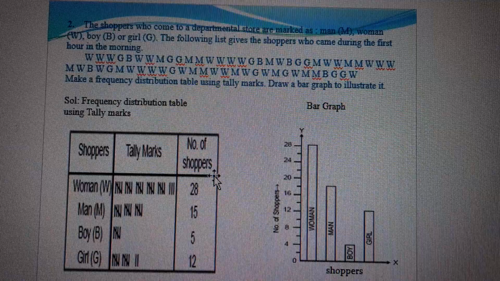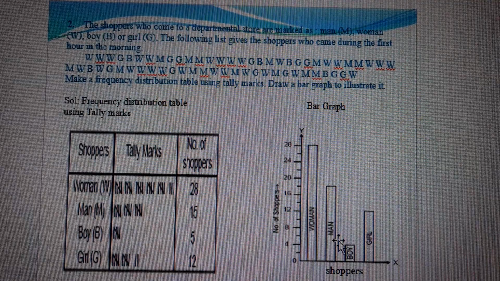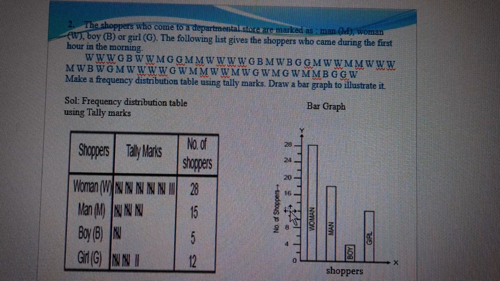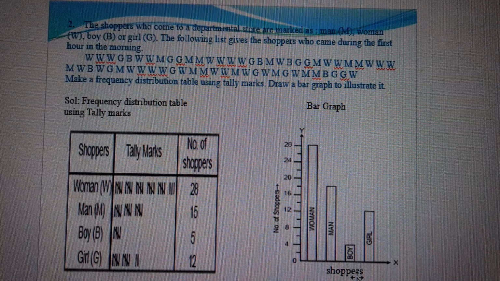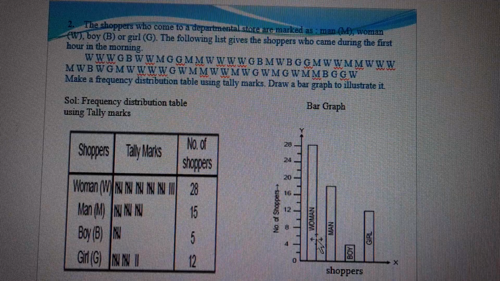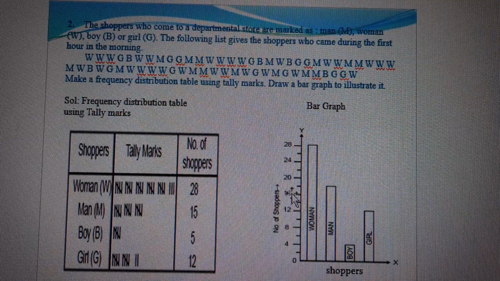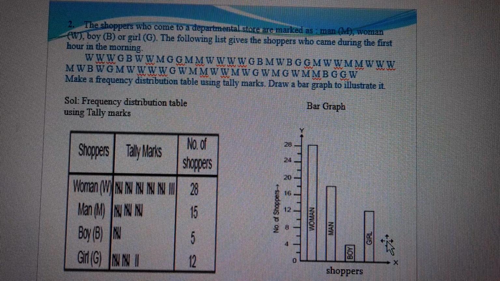In this you will complete this frequency distribution table and then you have to draw the bar graph by using this frequency distribution table. On the X-axis you will mention shoppers, on the y-axis the number of shoppers, and shoppers are women, men. In this way you have to take a convenient scale on the y-axis and you will construct this bar graph.